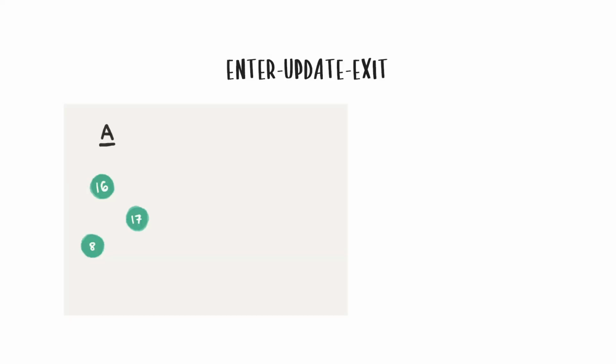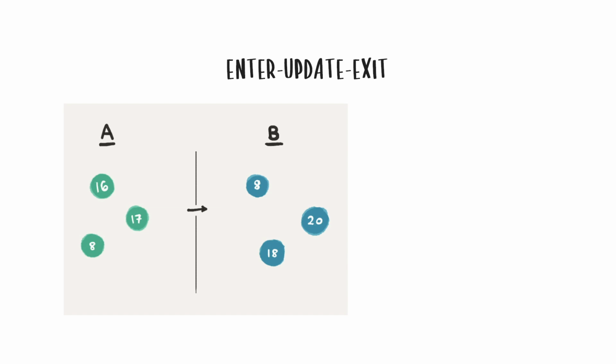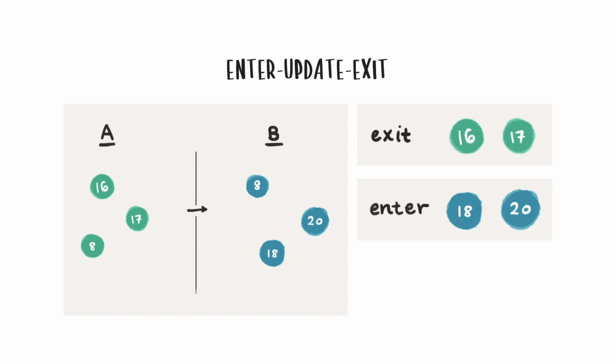The enter, update, exit pattern is D3's way of going from an initial state, we'll call that state A, to its next state, state B. The way that we do this is that we, as the developers, have to remove from the DOM what was in A that's no longer in B, and we have to add to the DOM what's new in B that was not in A. And finally, we have to update the attributes of the DOM elements that remain from state A to state B. As you can probably imagine, having to manage all of this can get really confusing, especially for more complex visualizations.